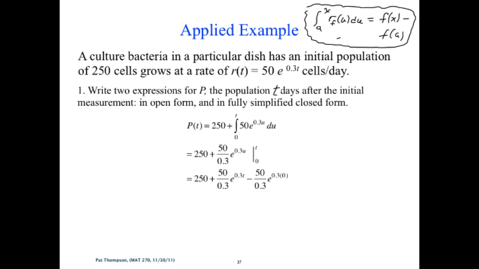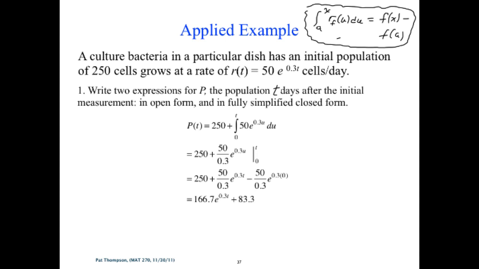Okay, and so then we can simplify because that minus 50 over 0.3 e to the point, is that 0? We plugged 0 in. Did we get 0? Watch out. Just because you're plugging 0 in doesn't mean you get 0. There are cases like this one. You plug 0 in, you don't get 0. But that's a common mistake. Okay? So when I plug 0 in, this all is 1. E to the 0 is 1, so then I get minus 50 over 0.3, and I can combine that with the 250. So the final simplified version is this.